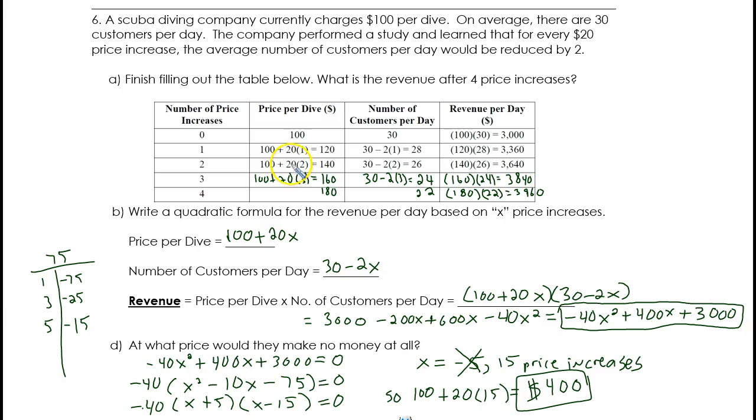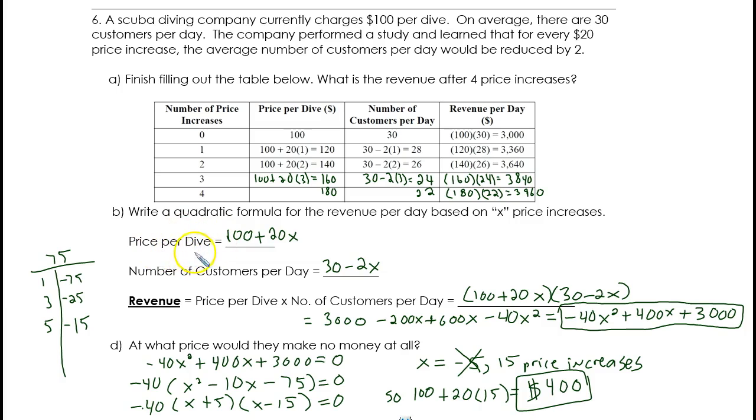If they go up another $20, so that would be 2 times 20 or $40, they're now at $140 per dive. Their customers have gone down by 2. And again, they're doing okay. They're making more money. And this trend of making more money is going to continue if we keep this pattern going. After 4 days, they're going to be getting $180 per dive, only have 22 customers, but they're going to net $3,960.